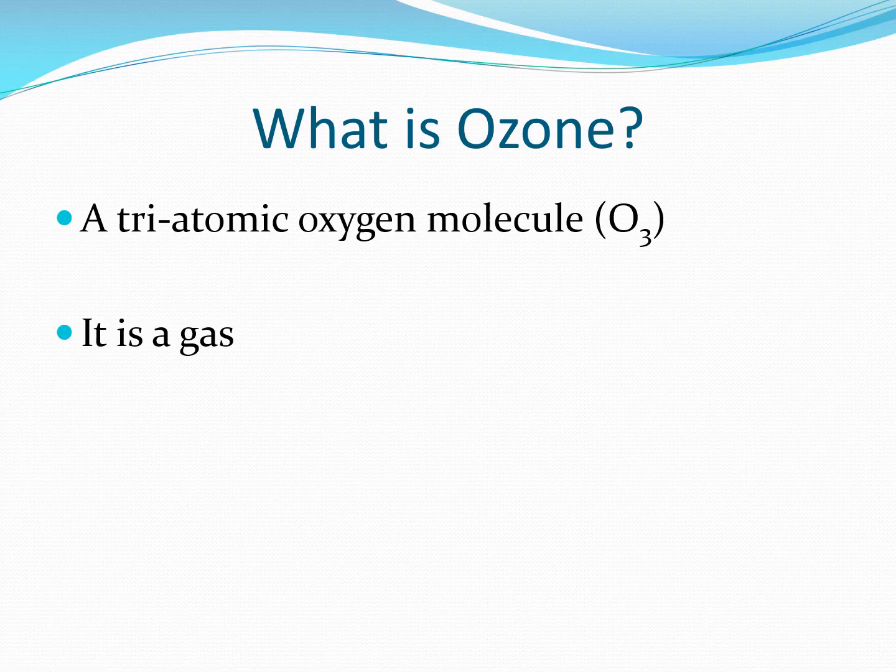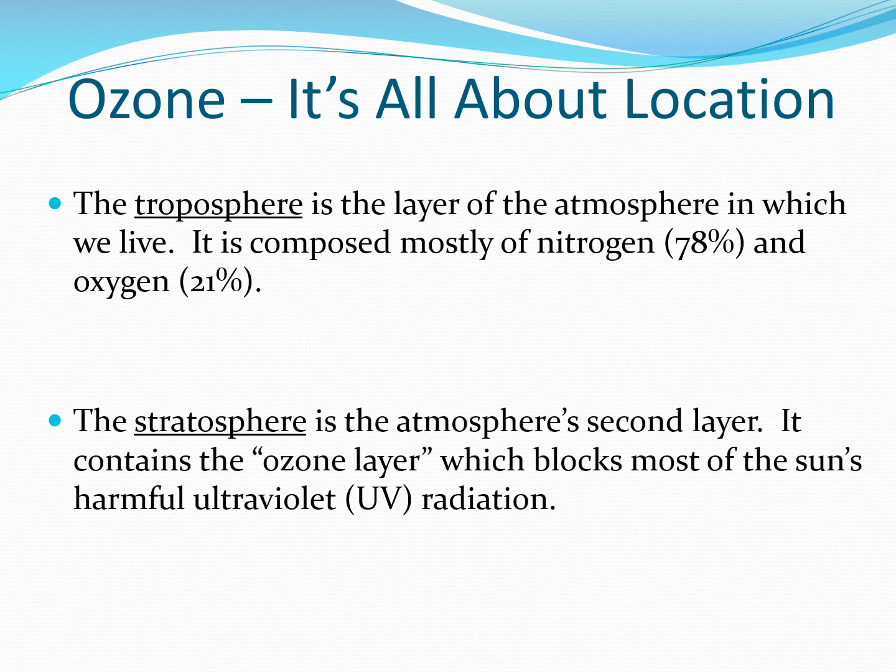All right, so first, what is ozone? It's just a gas, it's just a molecule. So tri means three, so it's just three oxygen molecules bonded together. That is it, nothing fancy. It is a gas that can be found in the atmosphere. That's it. It is about location. That's what determines whether ozone is good or bad.